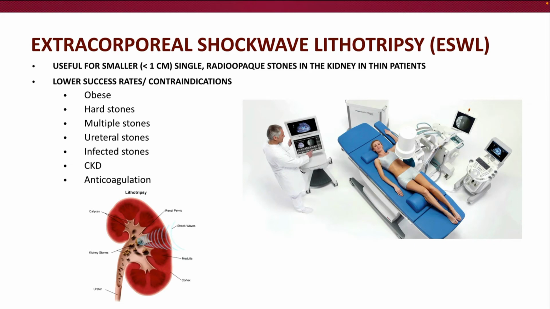But it is not as successful as ureteroscopy, and I tend to favor ureteroscopy for most patients, but I am happy to do shockwave in the right candidate with a 1 centimeter stone. It works awesome and it's way less invasive. So some of the contraindications are really obese patients. It's not going to work as well. Really hard stones. So I always measure the Hounsfield units on the CAT scan. If they're greater than 1,000, that's been shown to be less successful for shockwave.